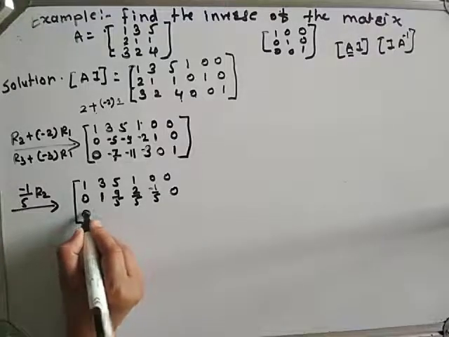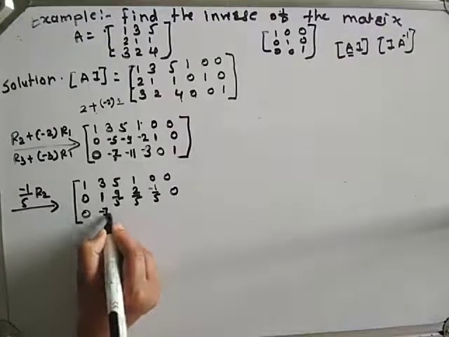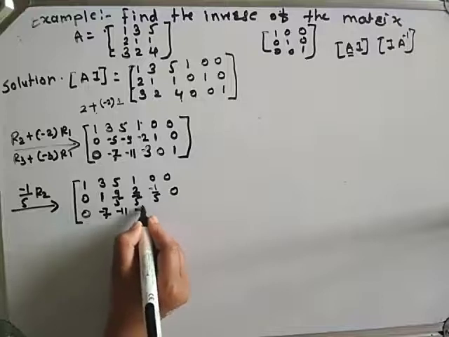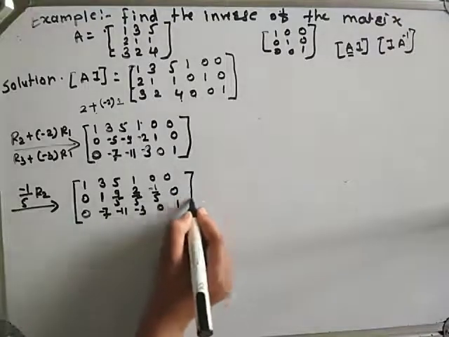The third row stays as it is: 0, minus 7, minus 11, minus 3, 0, 1.